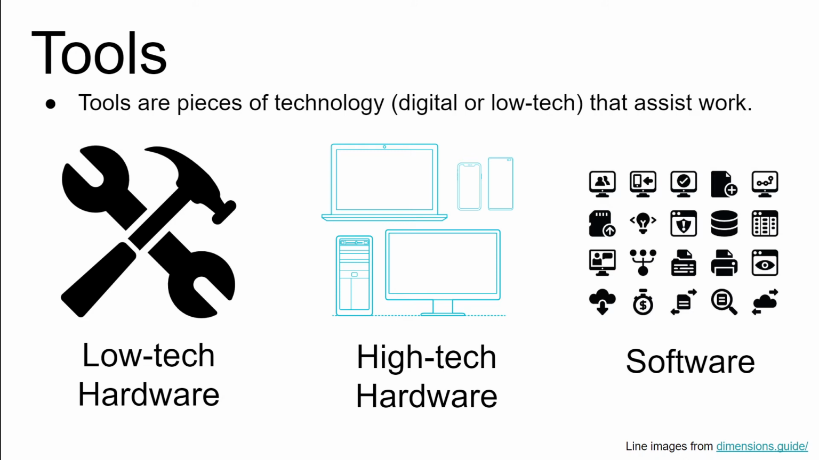But importantly, by calling all of these things tools, we remember the important lesson, which is that all of them help us get work done. That helps us refocus on what we need to get done and whether we're using the best tool for the job, whether it's a low-tech hardware like a pen, a high-tech hardware like a computer, or a high-tech piece of software like an email client.